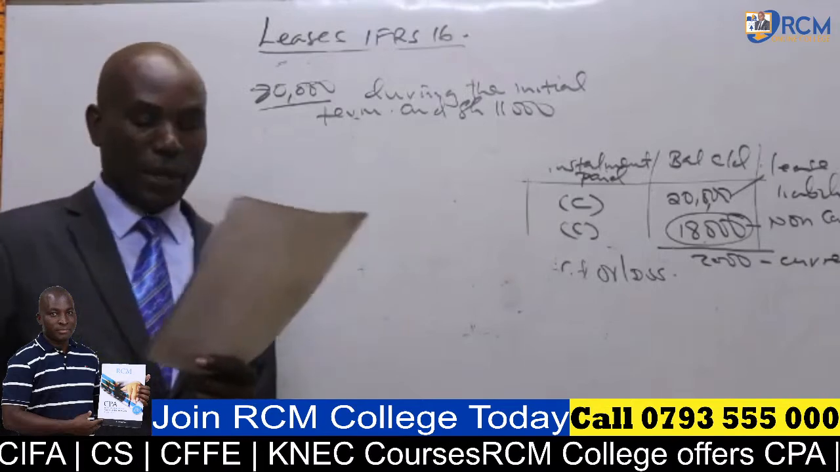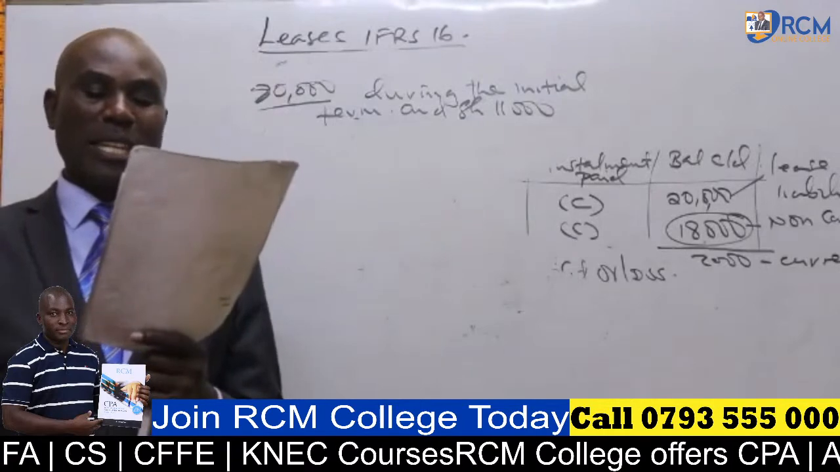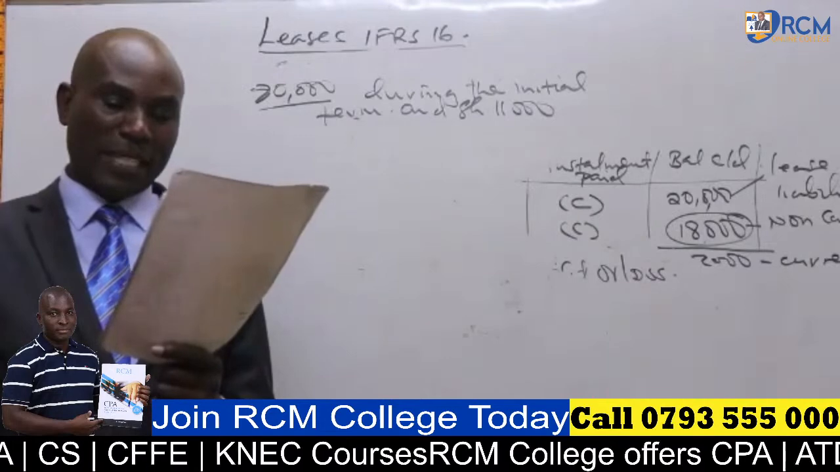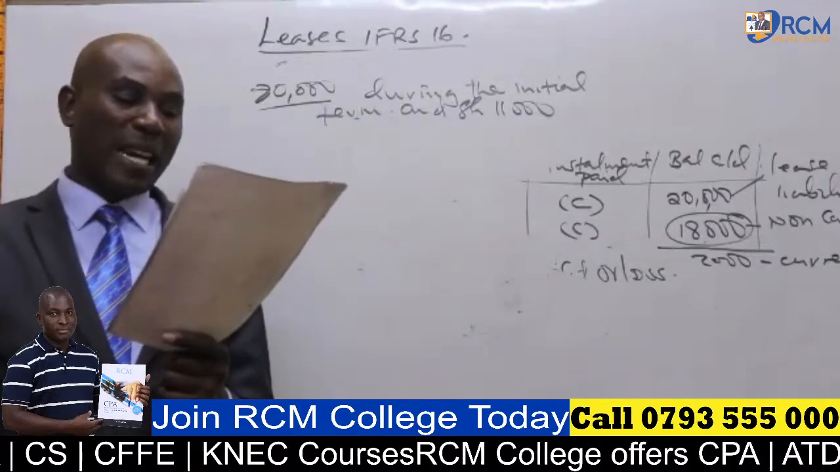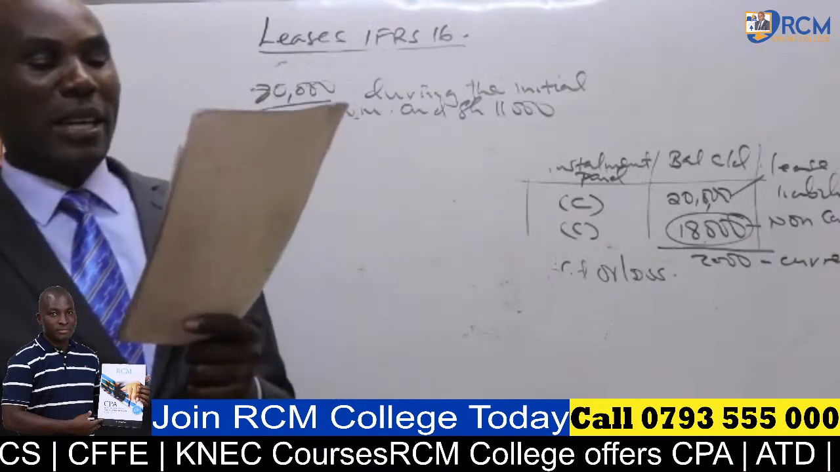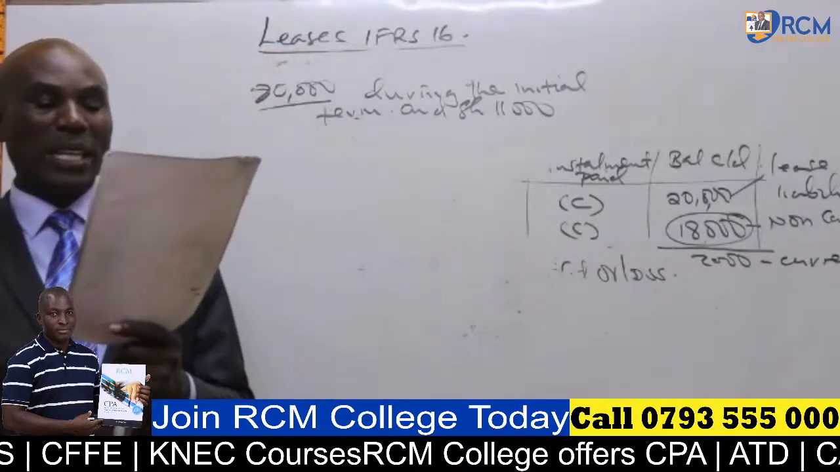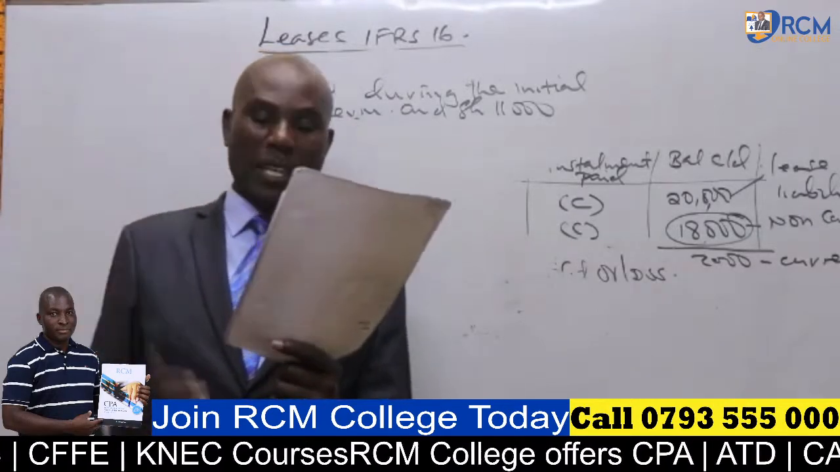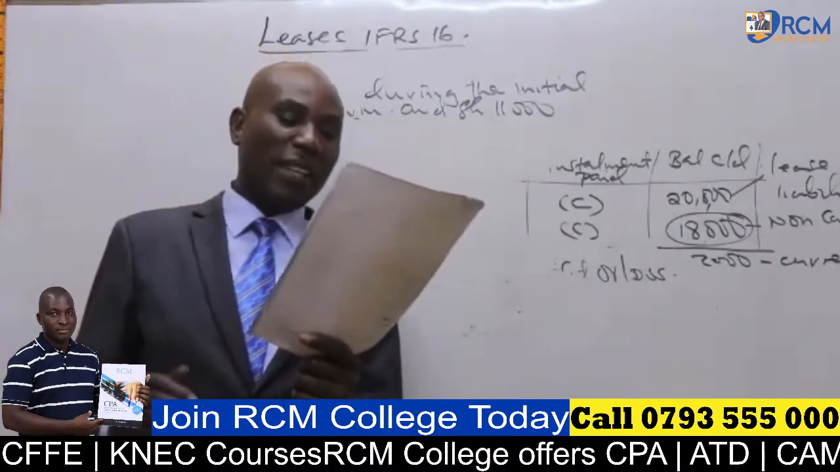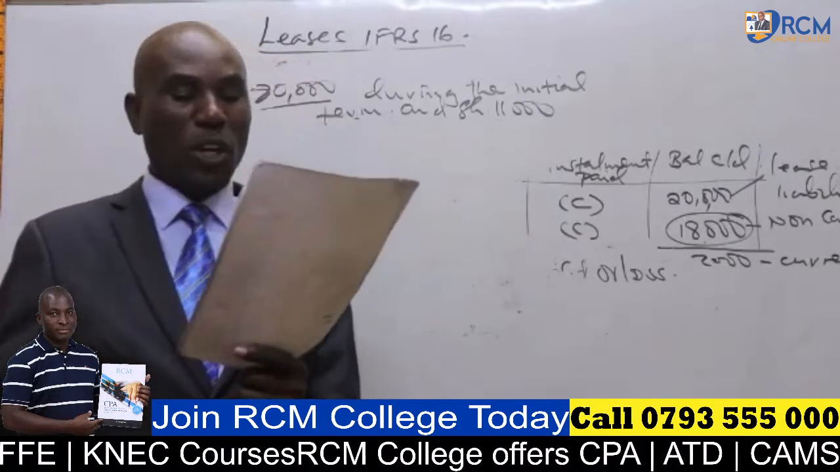I will repeat. A Limited entered into a 20 years lease of a building with an option to extend for a further 5 years. Lease payments of shillings 80,000 per year are paid at the end of the year, in arrears, during the initial term, and shillings 11,000 per year during the optional period.